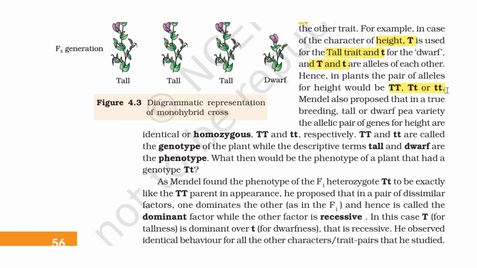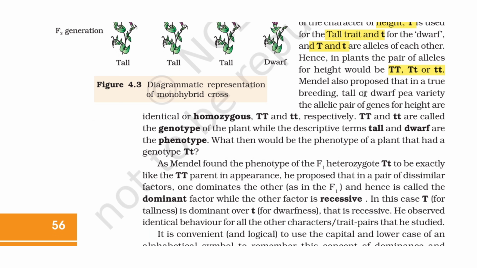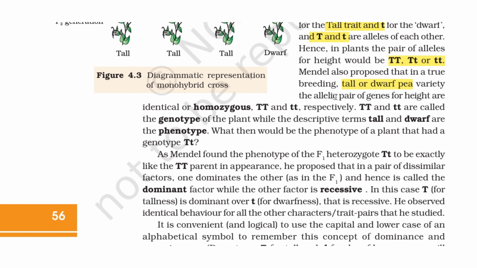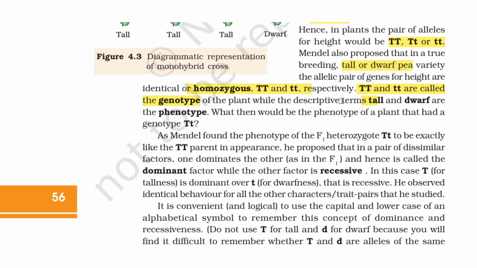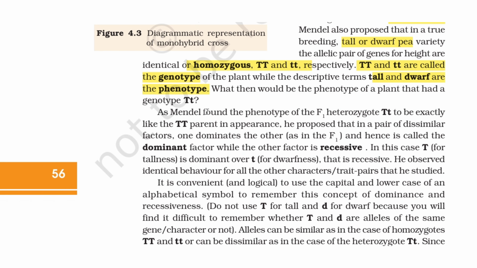Mendel also proposed that in a true breeding, tall or dwarf pea variety the allelic pair of genes for height are identical or homozygous, TT and tt, respectively. TT and tt are called the genotype of the plant while the descriptive terms tall and dwarf are the phenotype. What then would be the phenotype of a plant that had a genotype Tt?